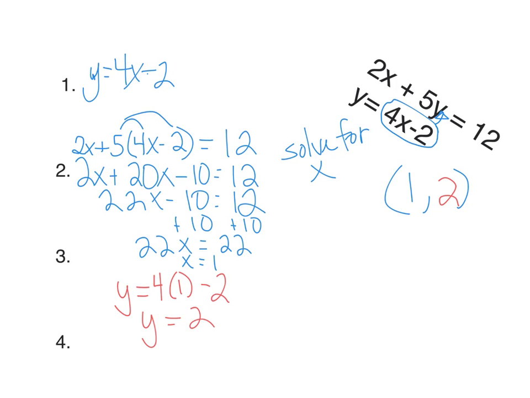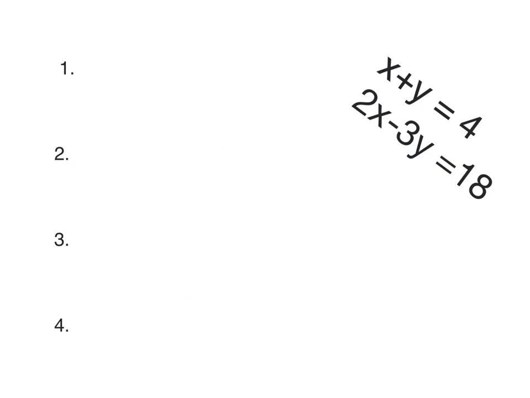The ordered pair 1, 2 is where my lines would intersect. 1 is the x value I could plug into both equations, and 2 is the y value that I could plug into both equations. So solutions mean a lot of things. Okay? Solution is 1, 2. All right, what do you guys think of this so far? Easy. Are you still with me?